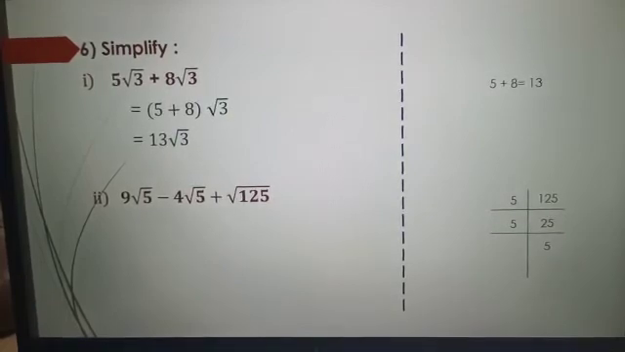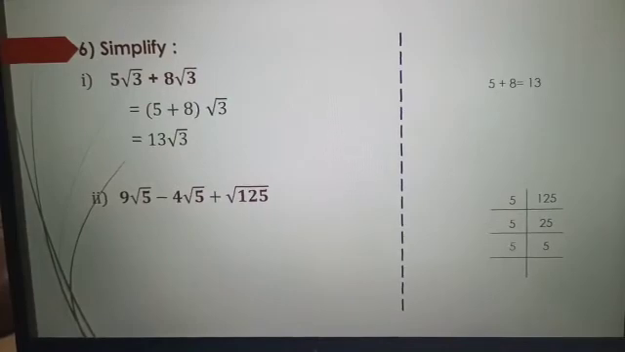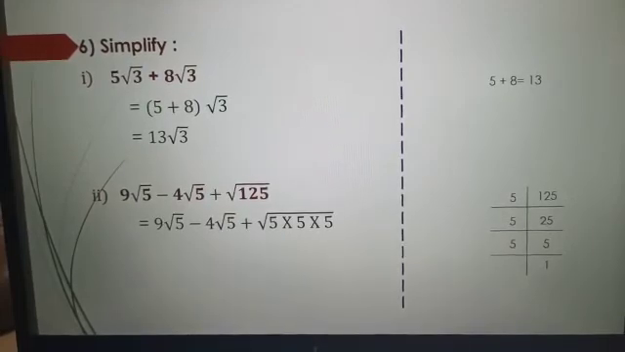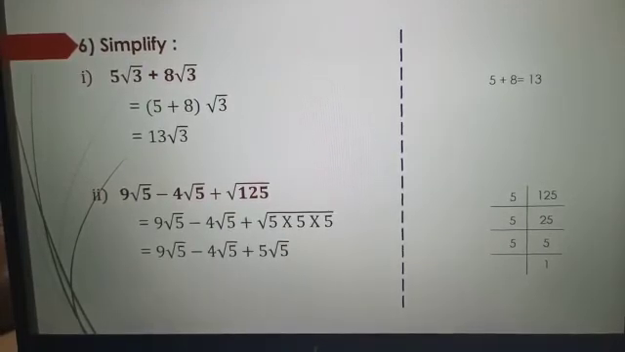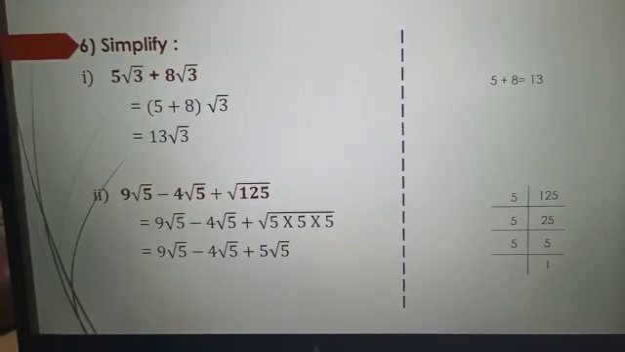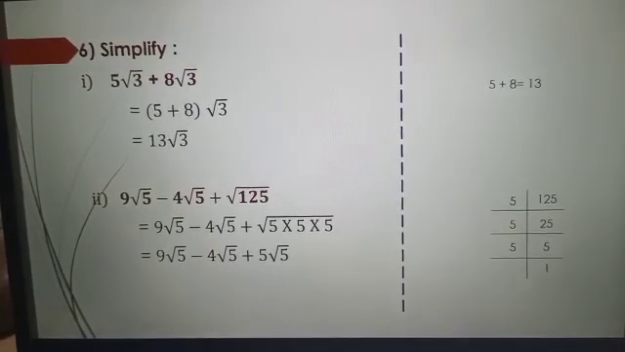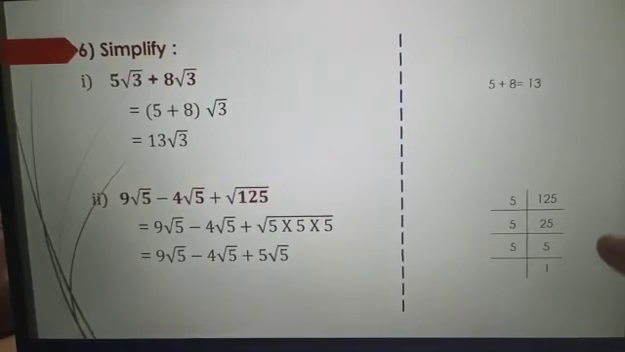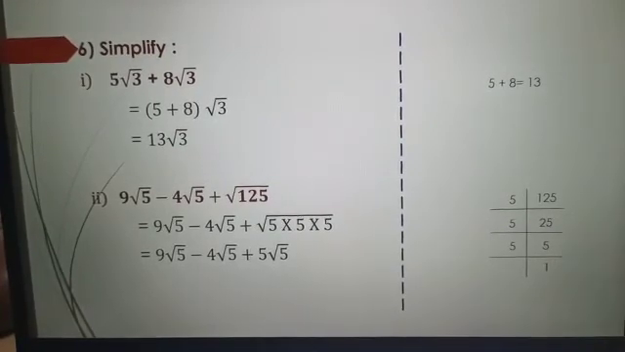So write 5 outside. 5 ones are 5. Write these 5 inside the radical sign. So now 9 square root of 5 minus 4 square root of 5 plus square root of 5 into 5 into 5. The next is equal to 9 square root of 5 minus 4 square root of 5 plus, here the order is 2. So we have to take two numbers as 1. So that is 5 square root of 5.